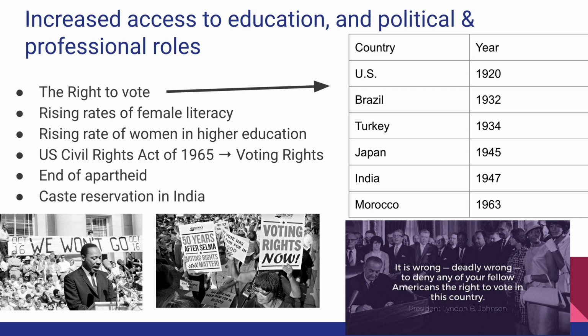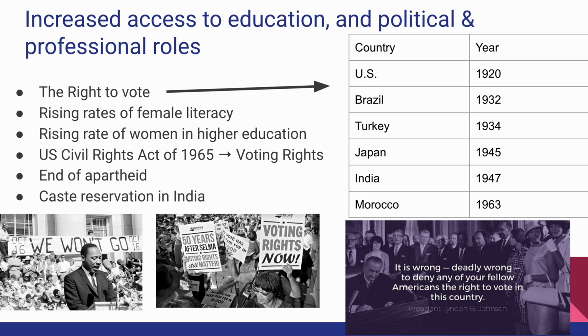Now, even though all of these things were passed or were ended, or women had more access, it's still not equal in most cases. On the bottom left, you can see M.L. King, Martin Luther King Jr., who used church sermons and nonviolence to unite people towards an increase in civil rights.